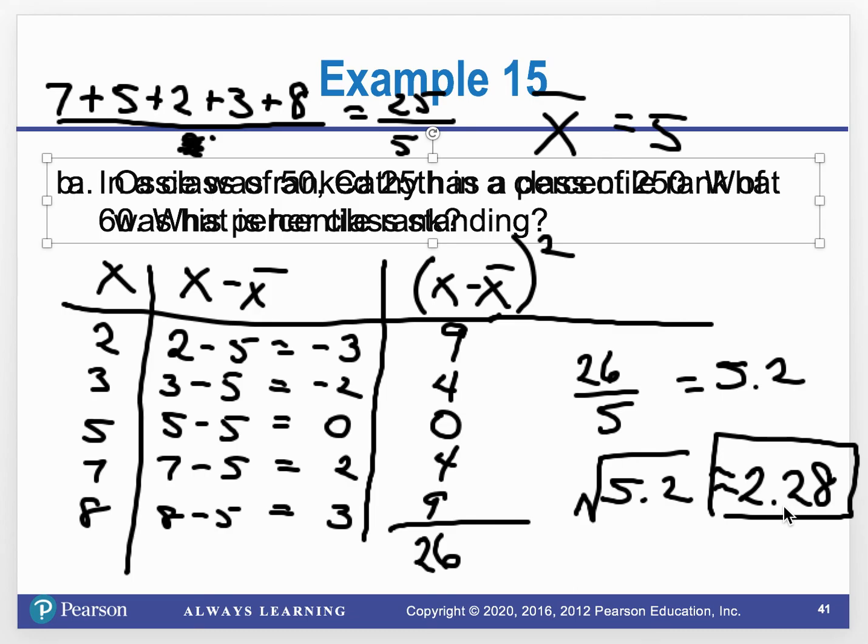Okay, so on average, every point is about 2.28 away from the mean. Okay, here was the mean, 5. Oh yeah, that's a little over 2 away, a little over 2 away, a little over 2. On average, that's how far spread out or dispersed your data is.